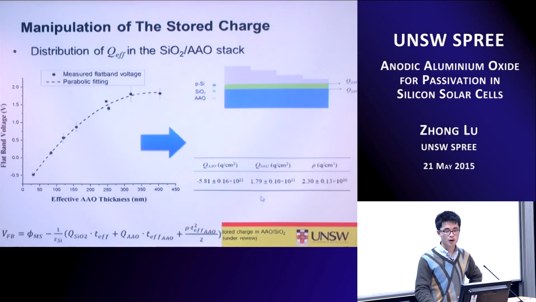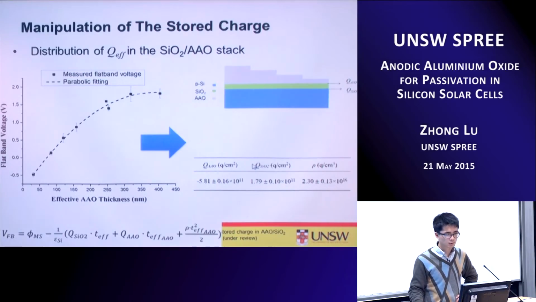So the key finding here is we have a negative fixed charge at the interface between AO and silicon dioxide, and a positive fixed charge at the interface between silicon dioxide and silicon. And we also have a bulk positive stored charge in the AO volume. So this too is actually quite consistent with what other people are finding regarding the aluminum oxide and silicon dioxide stacks.